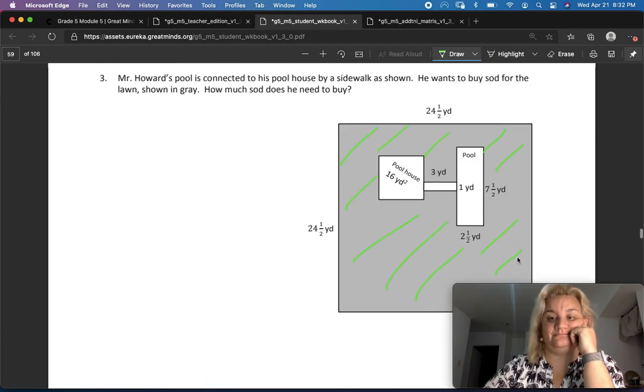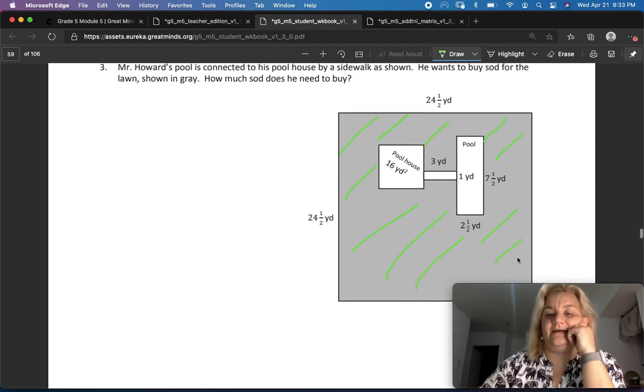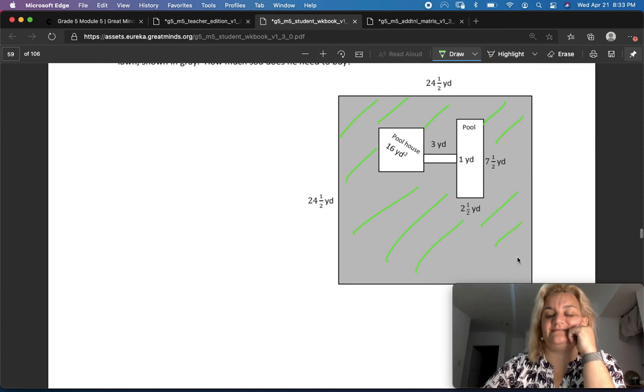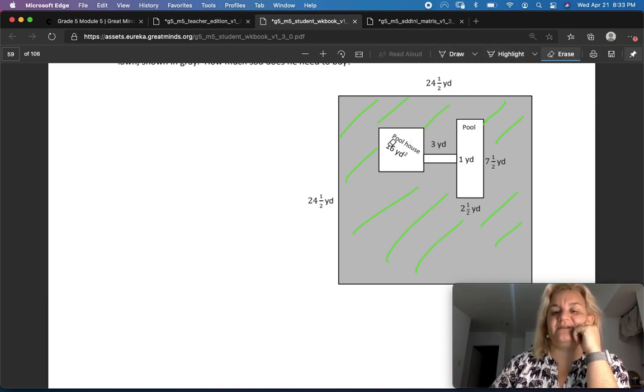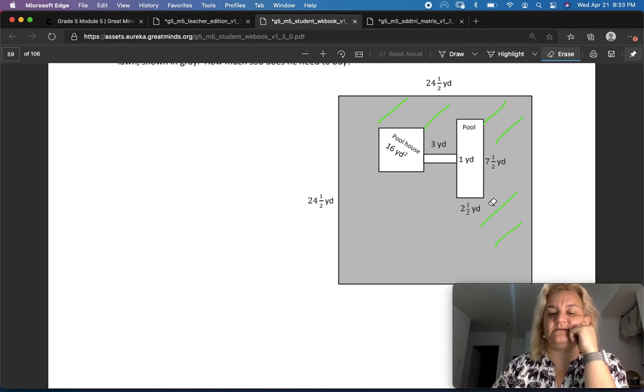Now, we have to find lots of things here, okay? So first of all, we have to find the area of the pool house, the area of the pool, the area of the sidewalk. So those three things we have to find the area for. We also have to find the area of the whole yard and subtract those three things. Okay? So what would you like to start with?